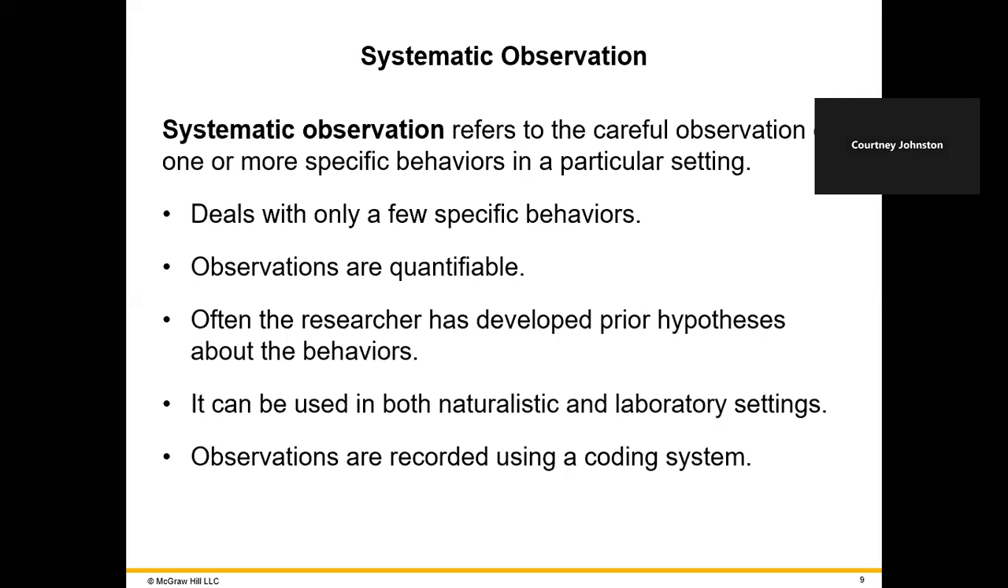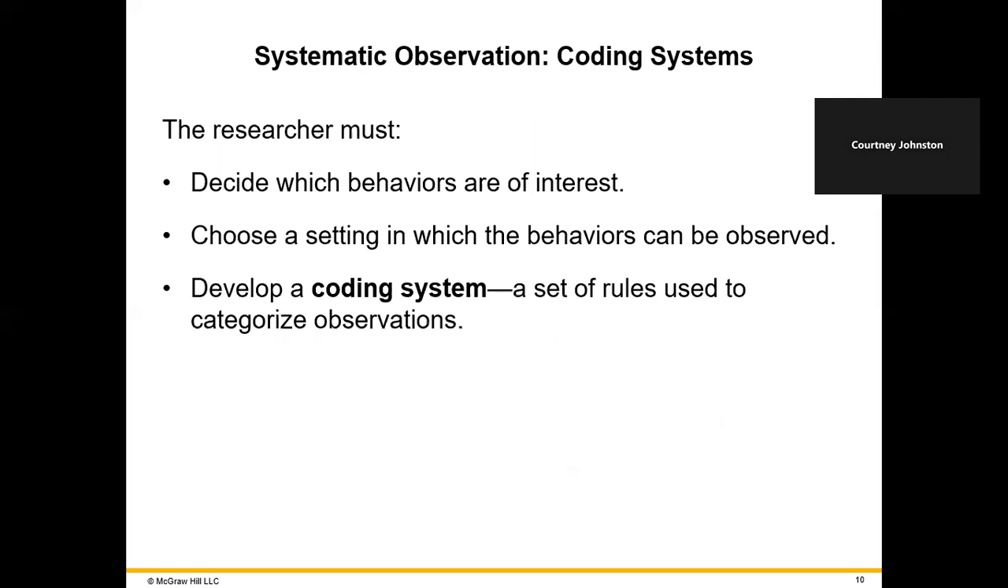And the observations are quantifiable. We can look numerically at how many times or how often something happens. And there's usually some sort of prior hypothesis about the behaviors, and that in this situation, I predict that handshakes are going to be increased. It can be used in both naturalistic and lab settings as well, and you're going to code that information.